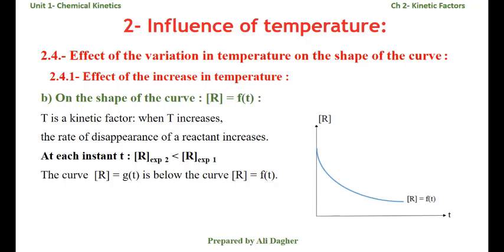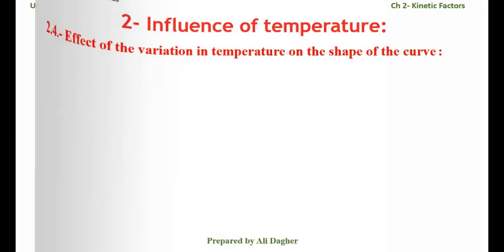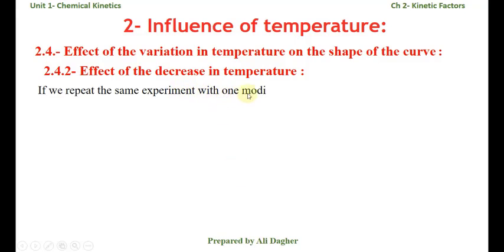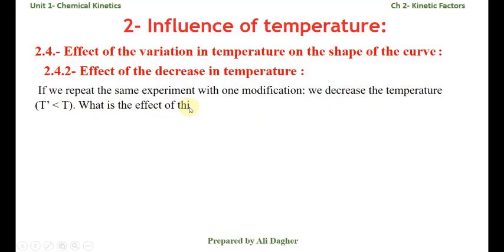This is the curve at T. At T prime, the new curve is below the old one. Effect of the decrease in temperature. If we repeat the same experiment with one modification, we decrease the temperature, T prime less than T. What is the effect of this variation on the shape of the curve?